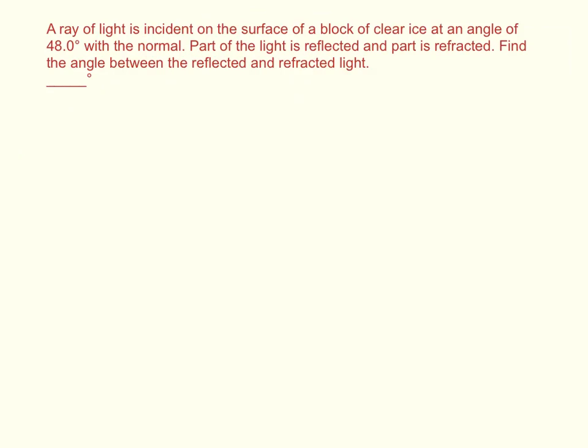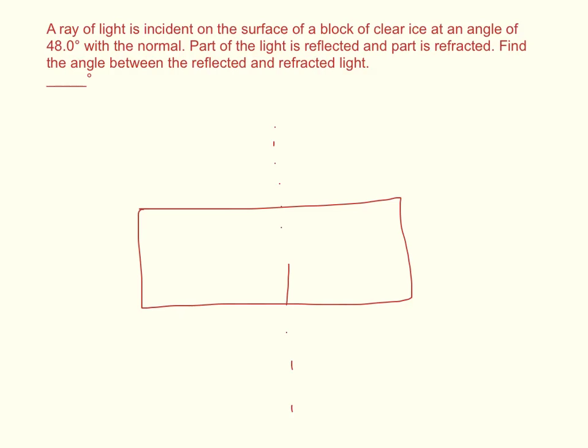So here's what's going on. We have a block of ice, and let's say that this is the normal to the block of ice. We have a ray of light hitting this ice at an angle of 48 degrees, and then part of it is reflected at the same angle, and part of it, and I want to change the color here, part of it is refracted, and this angle is going to be a little bit different.